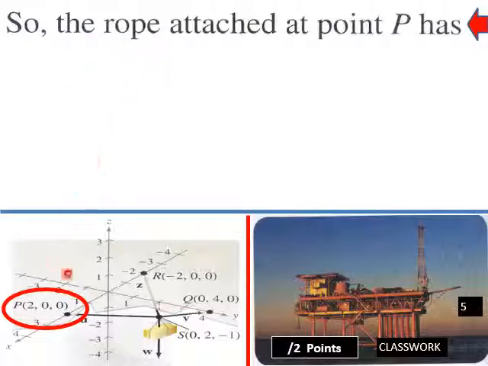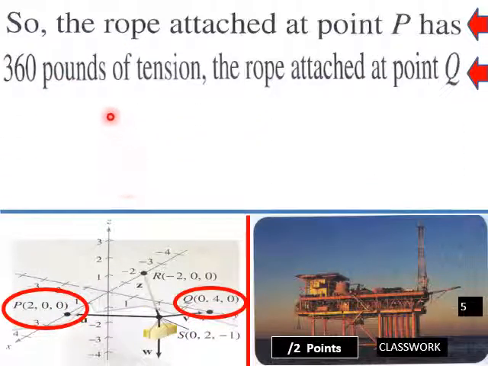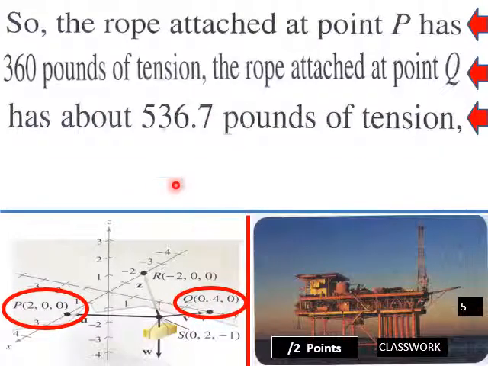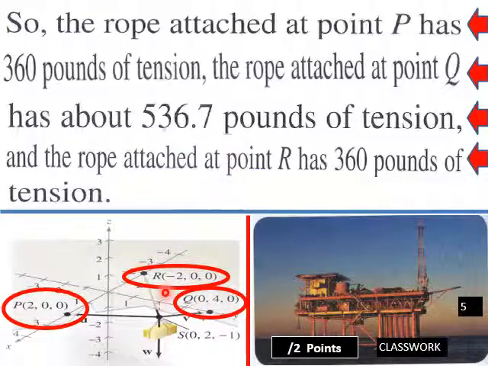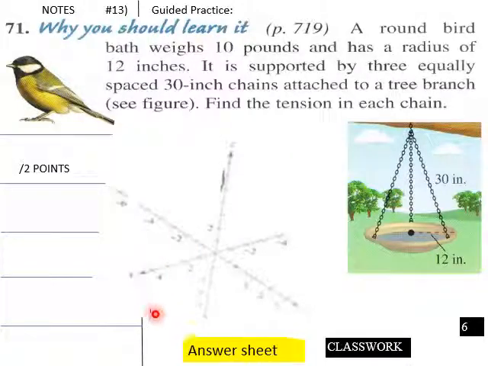So the rope attached at point P, which is here, has 360 pounds of tension. The rope attached at point Q here will have about 536.7 pounds on it, from here to here. And then the rope attached to point R has 360 pounds of tension, by using those same calculations, by using that matrix.